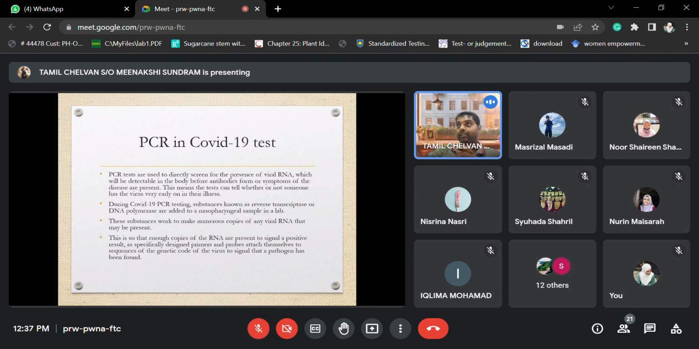They send to the lab. The lab akan, dia kan buat PCR kan. Dia akan jadikan dia berbilion-bilion. So that when they check back, lepas tu kita akan run gel. Gel maksud dia akan tunjuklah band tu betul ke tak. Ataupun kita, so we will know betul ke tak. Which will be detectable in the body before antibodies from or symptoms of the disease are present. This means the test can tell whether or not someone has the virus very early on in their illness.